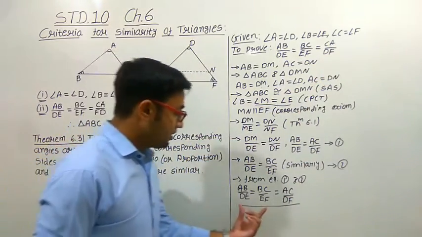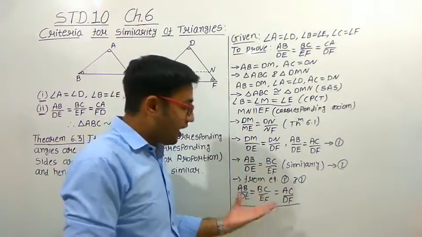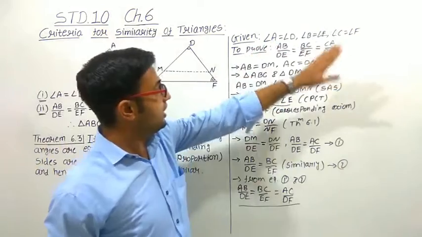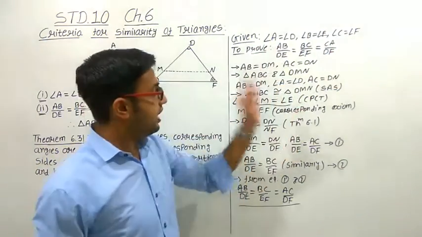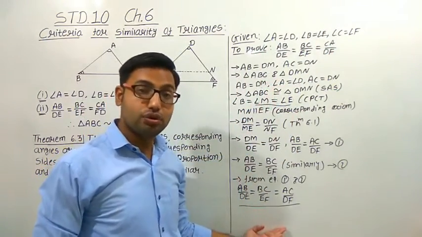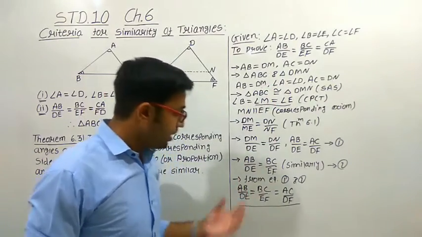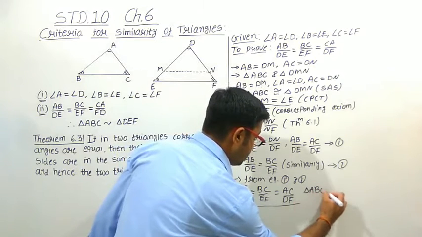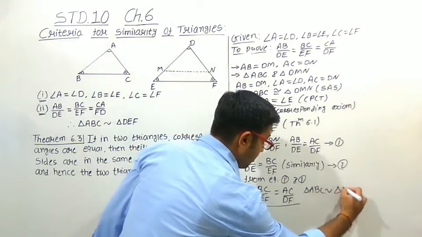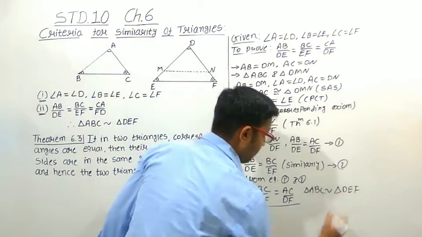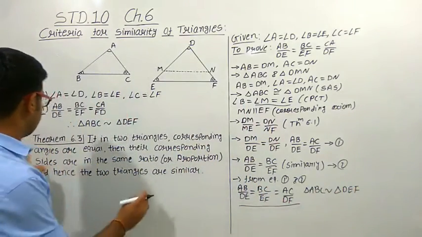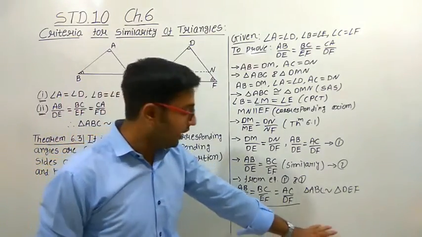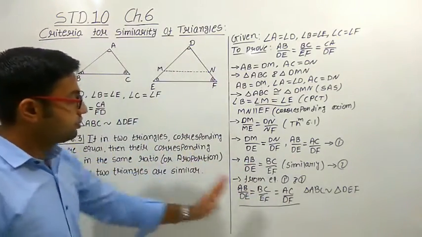That means all three corresponding sides are now in proportion. It was given that only the three angles are equal, and then we have proved that their corresponding sides are also in proportion. So here we can say that triangle ABC is similar to triangle DEF, and this is the statement of theorem 6.3, and this is its proof. Right? So in this way we can prove this criterion.